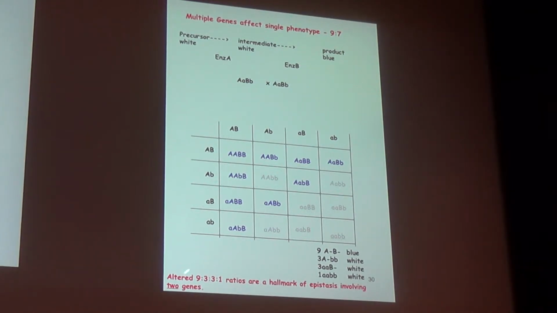So an altered 9:3:3:1 ratio is a hallmark of epistasis. When you get an altered 9:3:3:1 ratio, that's an indication that there are 2 genes, but those 2 genes are working in the same pathway. Okay. So this is mutations that are recessive.